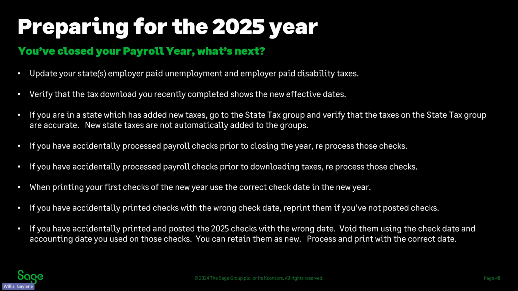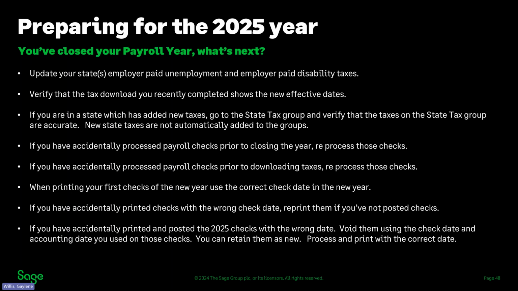Couple things to note. If you've accidentally processed payroll prior to closing that year, you're going to reprocess those checks after you download the new taxes and close your year, because we want the subject to and taxable amounts for all taxes. Anything that has a limit, we want them to be accurate. Okay. If you've accidentally processed payroll prior to downloading the taxes, download your taxes and reprocess those checks.